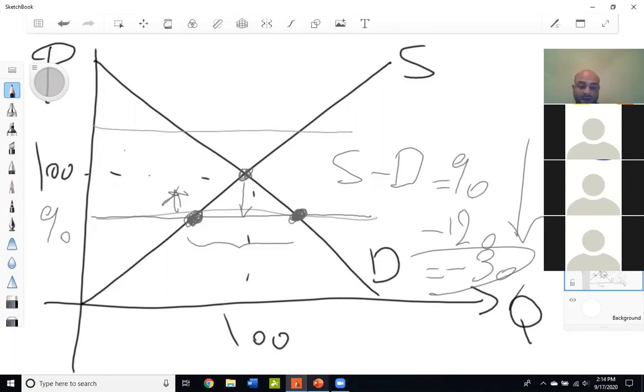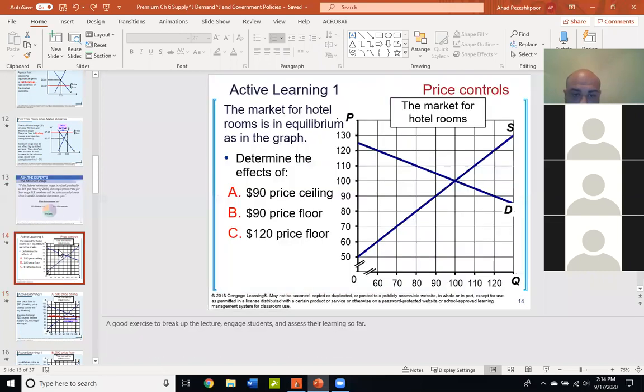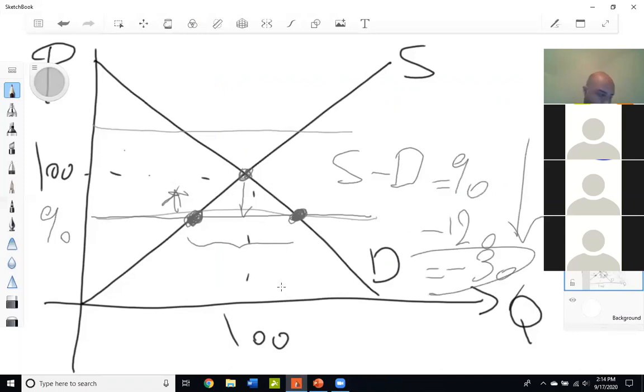Now, second case. A $90 price floor, meaning that prices cannot go below this. What happened?